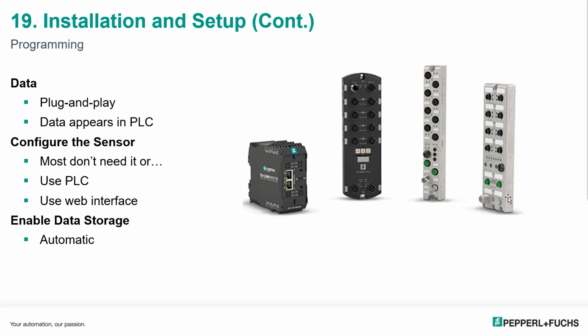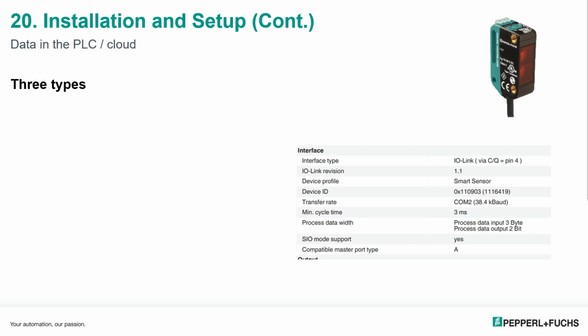And then let's store the parameters in the IO-Link master, and we're going to enable data storage. That means if my IO-Link device fails, I can just throw it away and put the new one in, and automatically all those configuration parameters that I spent time to set up on the sensor will be loaded from the IO-Link master to the sensor, and you'll be running. Very, very cool.